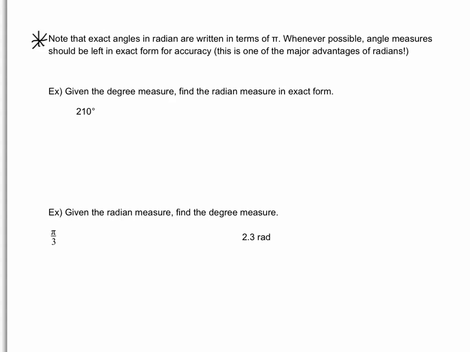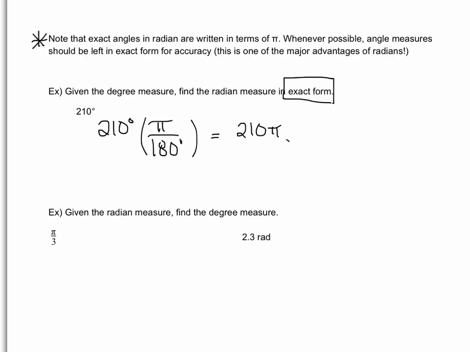First, we're given 210 degrees and we're asked to convert to radians in exact form. 210 degrees then, we need to multiply that by pi over 180 degrees. So that is going to give us 210 pi over 180. And now this is just a fraction that we need to reduce. That is going to reduce down to 7 pi over 6.